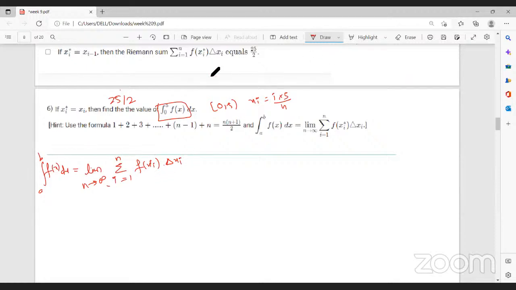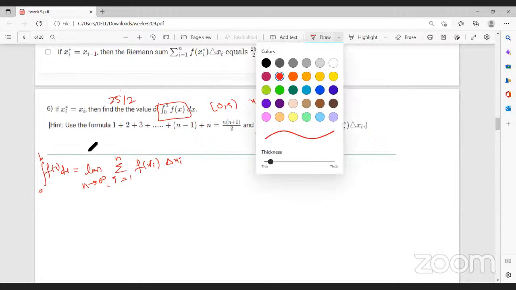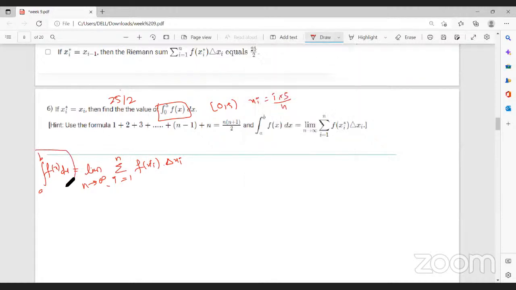So you already calculated this integral value, right? You already calculated this value, that is 25 by 2. Now we can prove on the right hand side whether we are getting 25 by 2 or not. So first calculate this, that is f of xi. Now what is xi star here? It is given in the question: that is xi only.